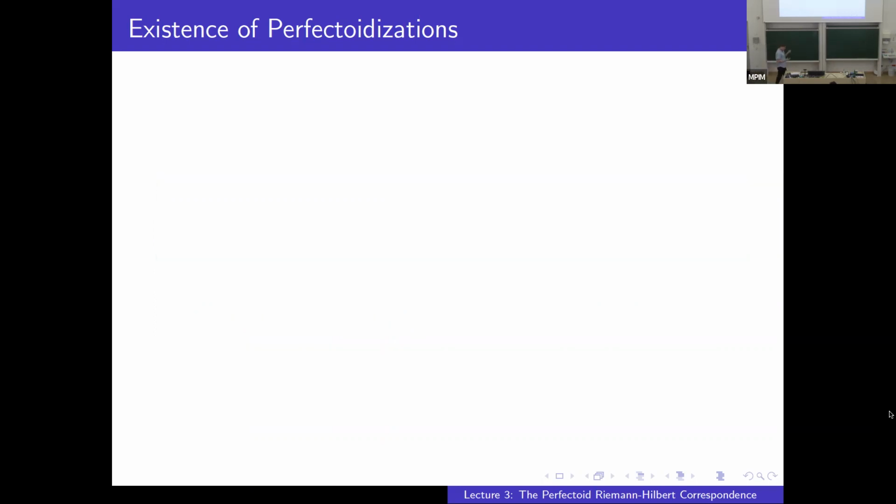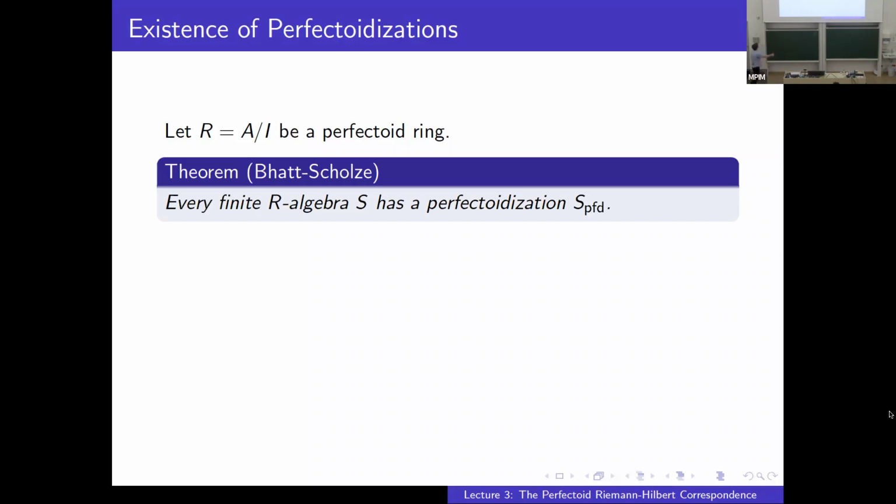Okay, so these perfectoidizations, they don't always exist, but sometimes they do. So let's suppose that R is a perfectoid ring. It's presented as A mod I. The theorem of Bhatt and Scholze is that every finite R-algebra admits a perfectoidization. Finite means that it's finitely generated as a module over R. And not only did they prove that it exists, they gave a formula for it.